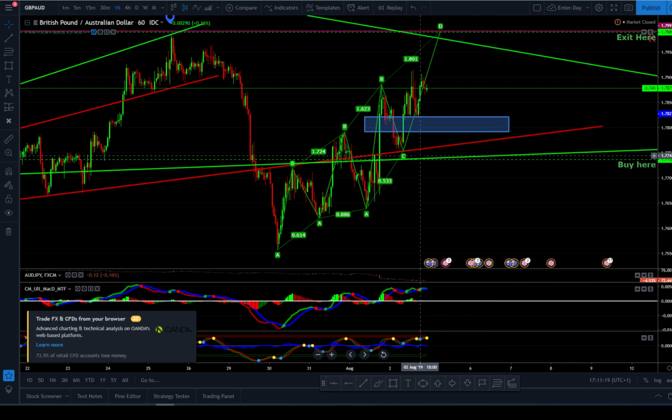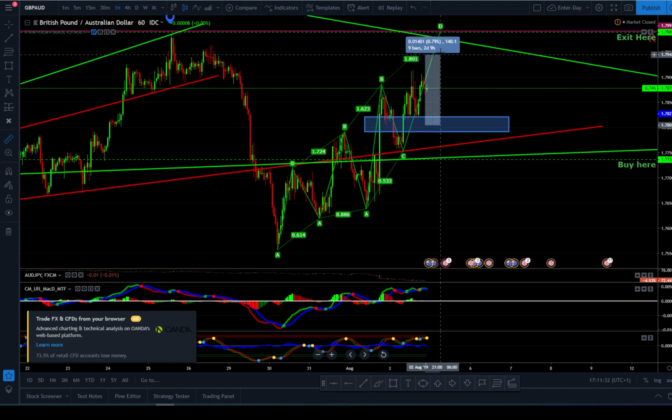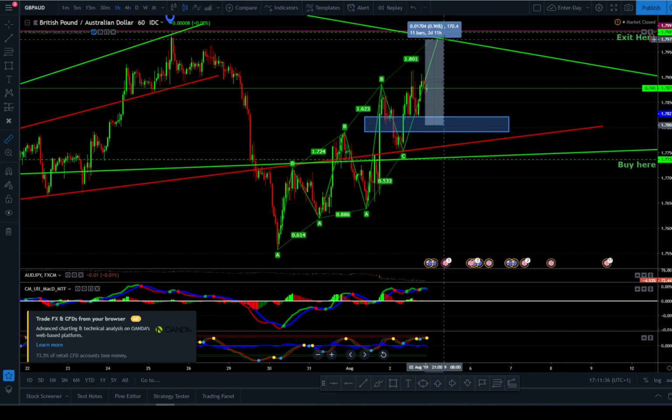My stop loss will be below here, 177,450. We're talking about 70, 75 pips risk, up to 180, or let's just say more like 170 reward.